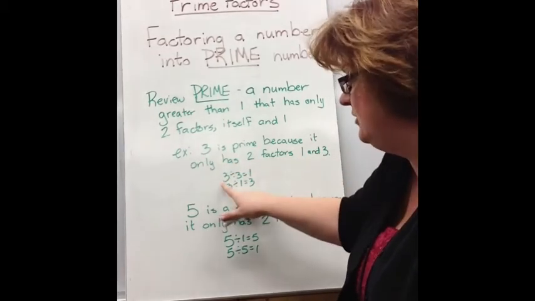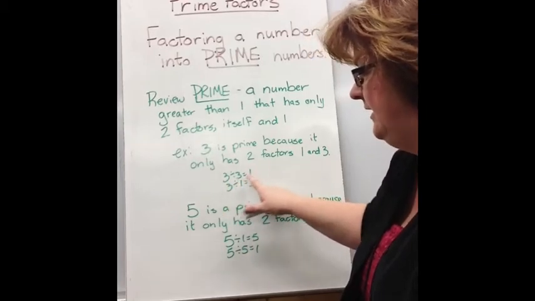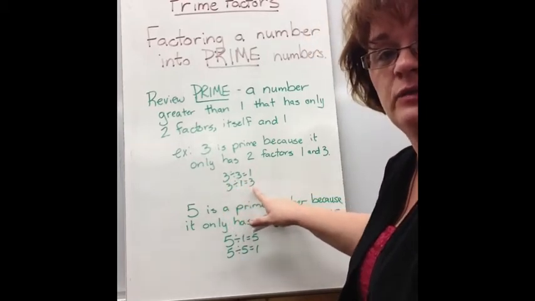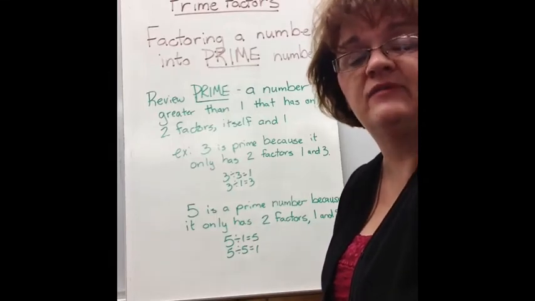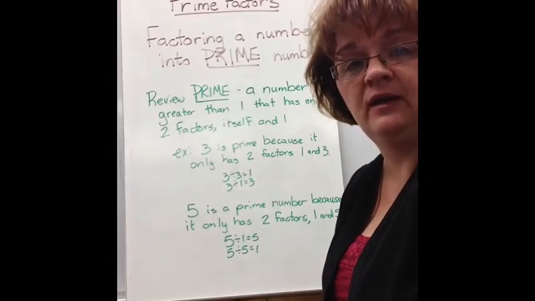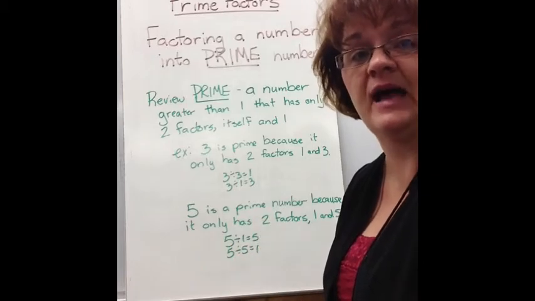So if you take 3 and you divide it by 3, you get 1. If you take 3 and divide it by 1, you get 3. But there are no other ways of equally dividing the number 3 besides by itself.